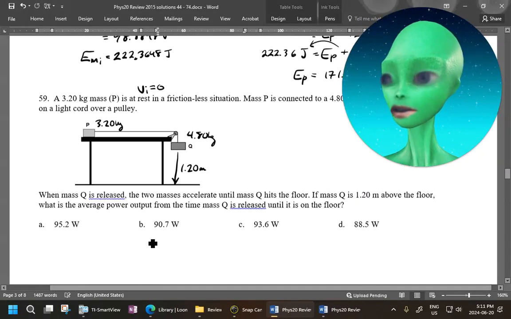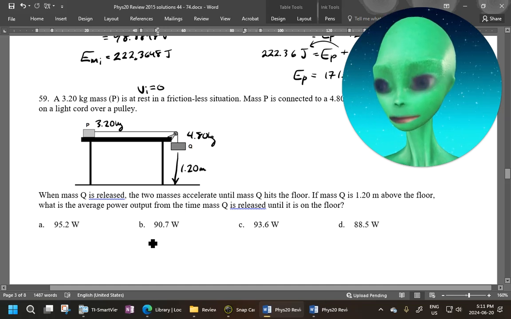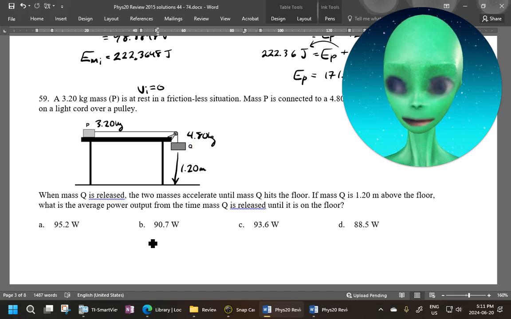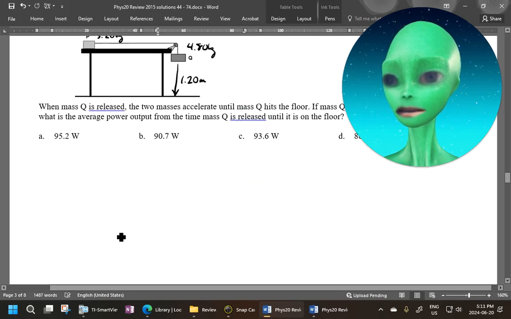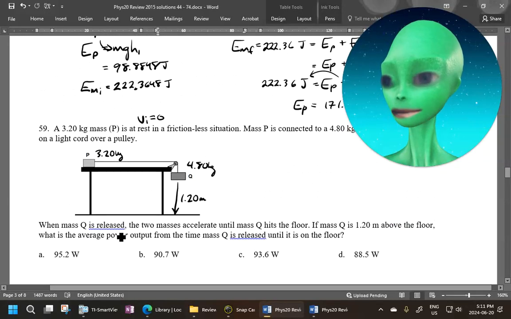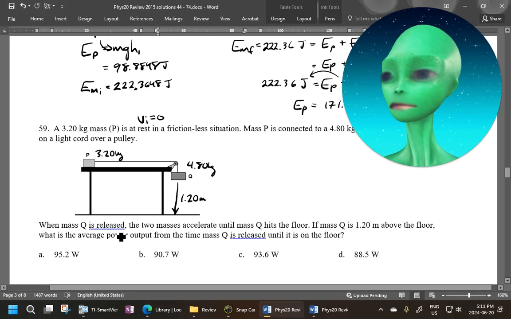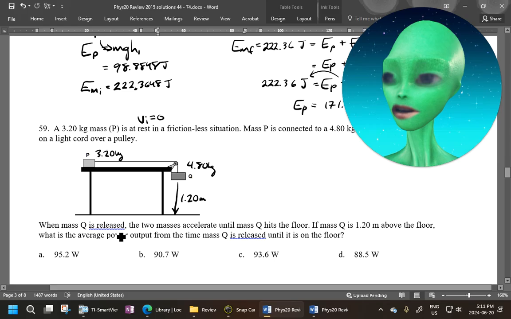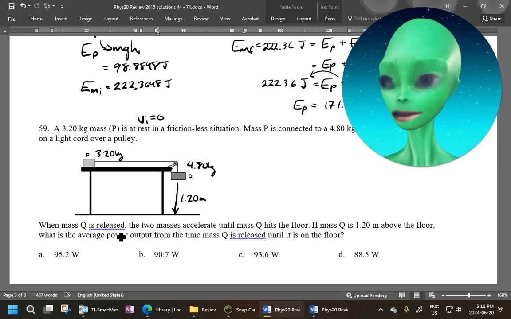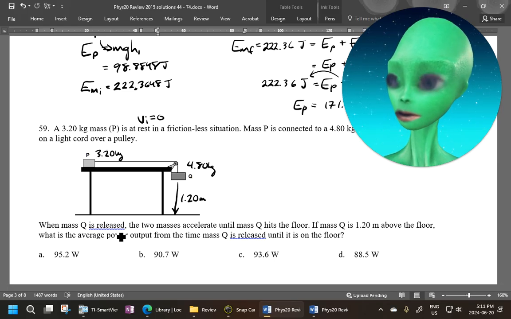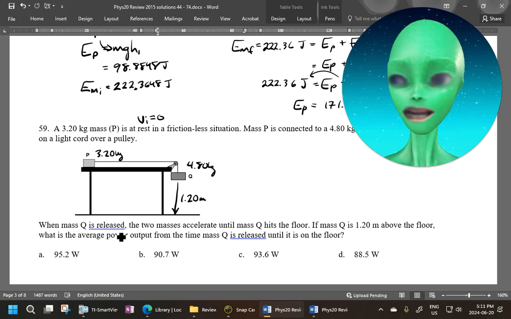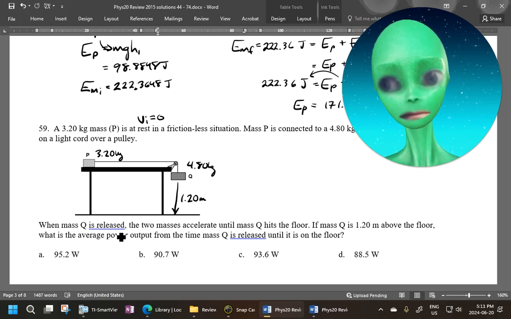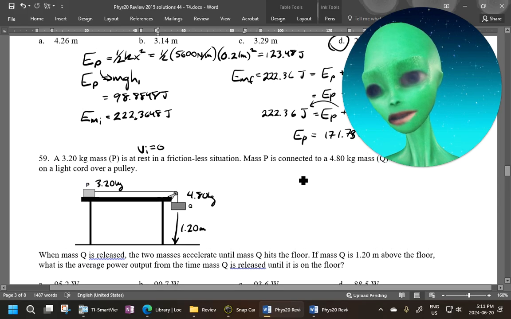Okay, so what I'm going to have to do is find out what is the change of energy here, right? Divided by time. Here's a big question. So I got to find the time it takes to hit the ground. Then I got to find the change of the energy of the system. So Q is going to lose potential, but everyone's going to gain kinetic. Okay, so yeah, this is going to be an interesting question.